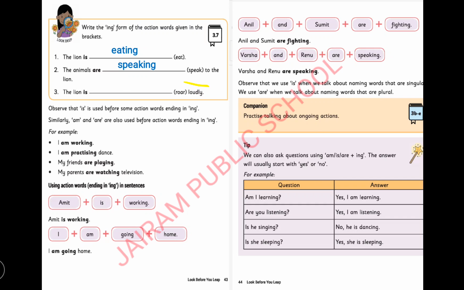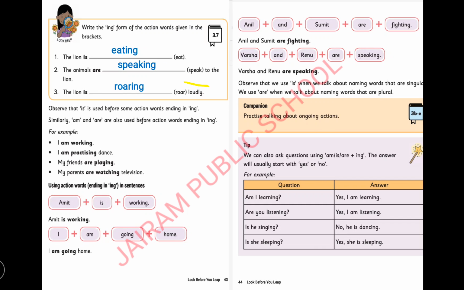Look at the third sentence now. The lion is dash. For this sentence you are going to write on your own. Try. Roar, R-O-A-R, means what? Roar means extreme anger. In extreme anger, if a lion is making a sound, that is called roaring. So roar is the action word. Roar plus ing is what? Excellent. Roaring. Superb, children. I hope you all completed this. Let's move to the next one.